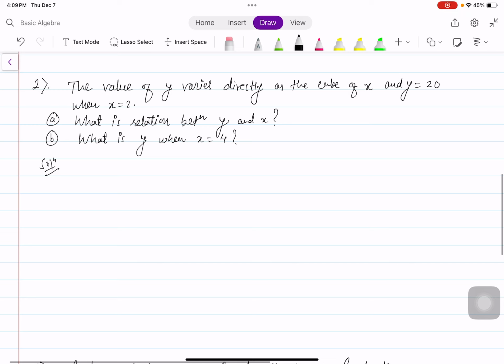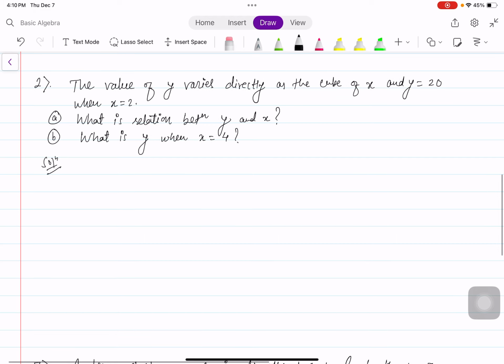What is the relation between y and x? First of all, we write the relation that is given in words in English in mathematical terms. The relation says y varies directly as the cube of x. So y varies directly as the cube of x, but to maintain this relation we need some constant, some non-zero constant k, right? This is how we write the mathematical relation. So this is number A.